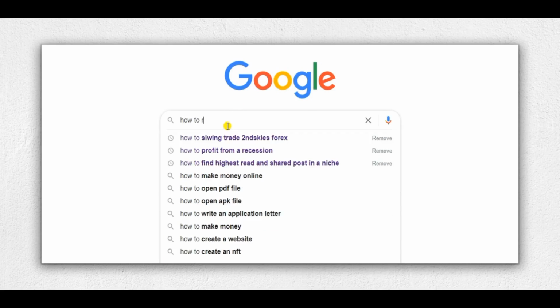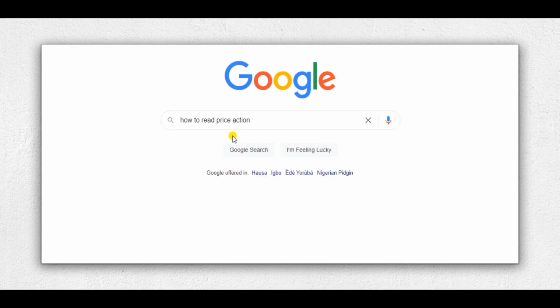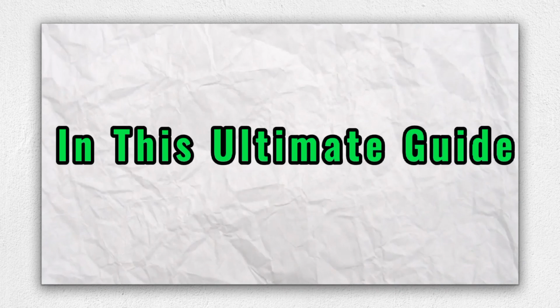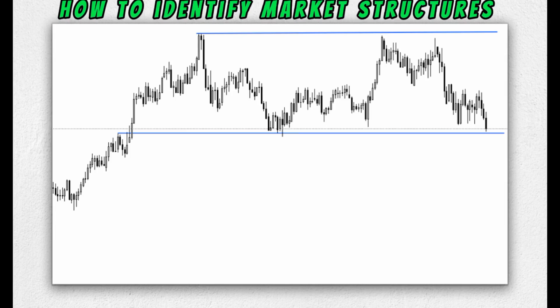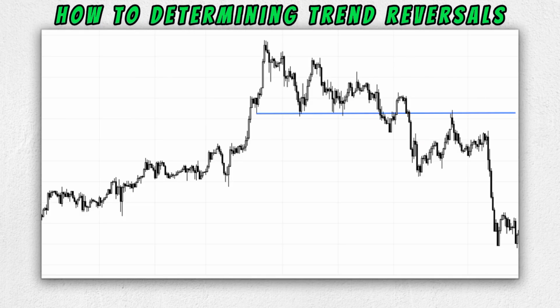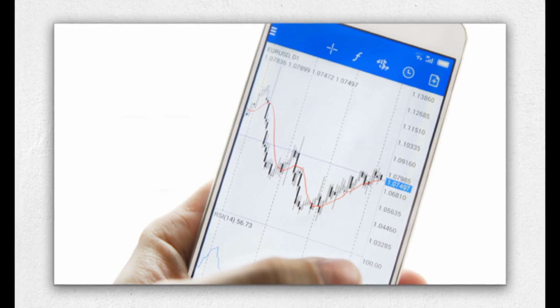When you look up how to read price action as a beginner on the internet, you will almost certainly come across concepts that already require a certain level of experience to fully understand. That is why in this ultimate guide, you will learn how to identify market structures even if you have little to no knowledge of charts, and how to determine new trends and trend reversals with pinpoint accuracy. As a result, by the end of this video, you will never look at your charts the same way again.